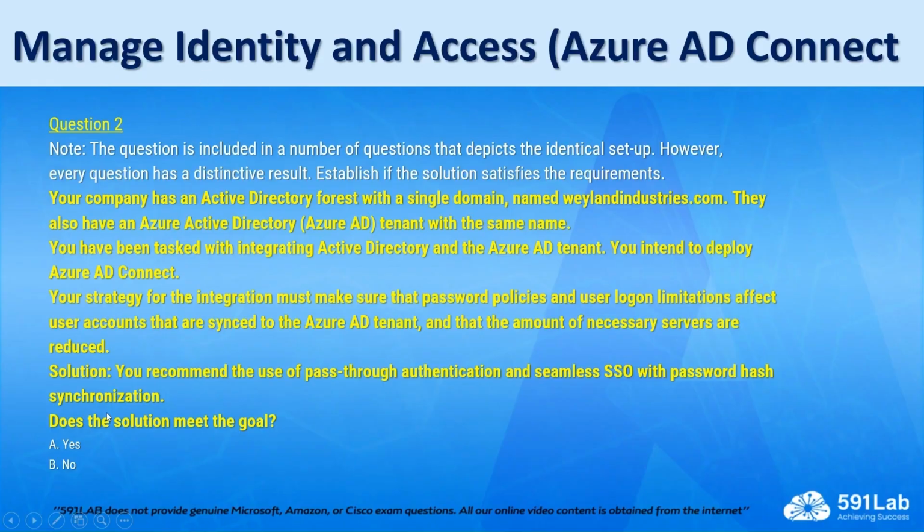you'll see the question was asking about the recommended use of pass-through authentication and seamless single sign-on, versus password hash synchronization. Remember, the question was revolving around decreasing the touch points. The strategy for integration must make sure the password policies and user logon limitations affect user accounts that are synced on the Azure AD tenant, and that the number of necessary servers is reduced. We've seen that with pass-through, you'll have to introduce another server where you'll install the agent. But with password hash synchronization, you don't have to introduce any other server.